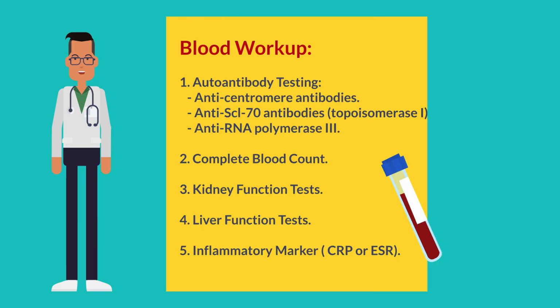Workup. Blood workup: 1. Autoantibody testing, which includes anticentromere antibodies, positive in the limited scleroderma, anti-SCL70 antibodies, topoisomerase I, which is associated with the diffuse type, and anti-RNA polymerase III antibodies, linked to a higher risk of renal crisis and malignancy.